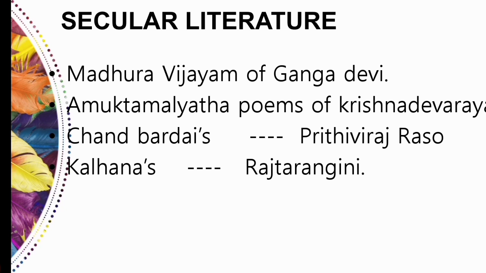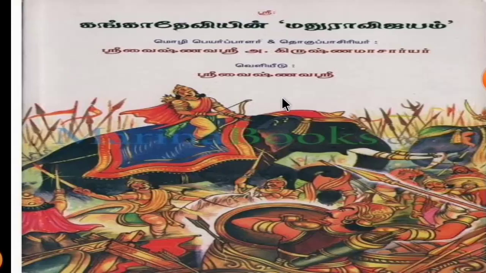So secular literature, as I told before, is based on some king's achievements, the wars which he had fought. So let's see the examples given in your textbook. Madura Vijayam of Ganga Devi, Amuktamalyada, poems of Krishna Devaraya, Chand Bardai's Prithviraj Raso, Kalhana's Rajatarangini. So Madura Vijayam was written by Ganga Devi.